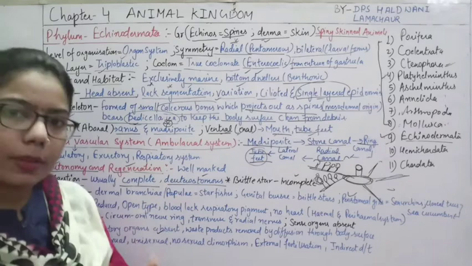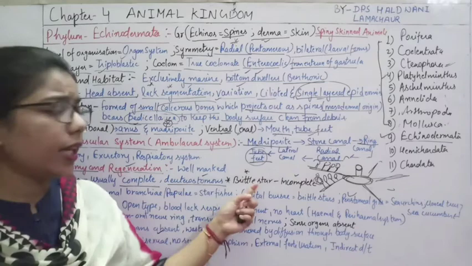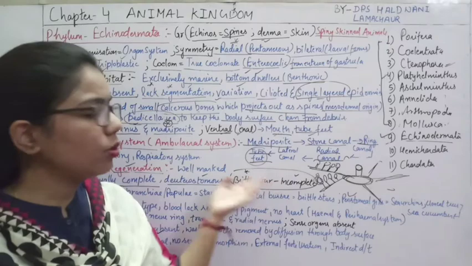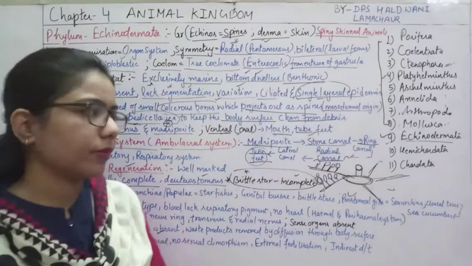Now one of the exceptions is brittle star. In case of brittle star, there is an incomplete alimentary canal or digestive tract. You have to memorize, because it may be asked in exam that what can be the exception. And due to this exception, we are saying again they are adopting the primitive character. Right here. Now respiration, as I have said, no proper organs are there.